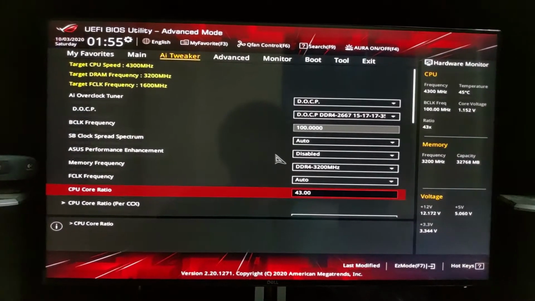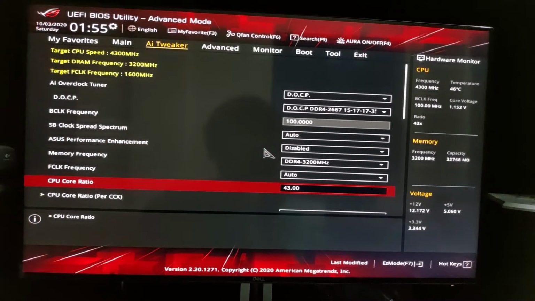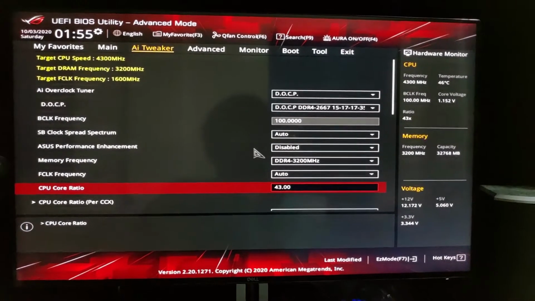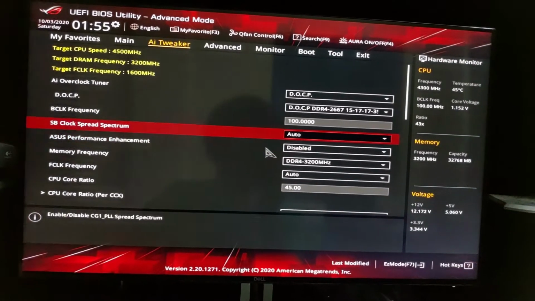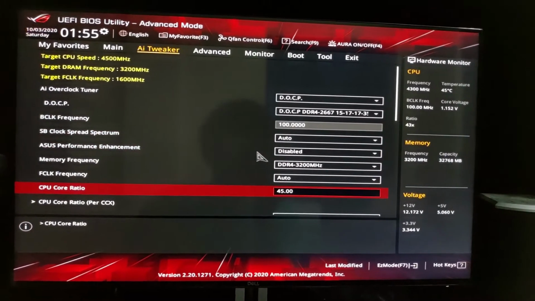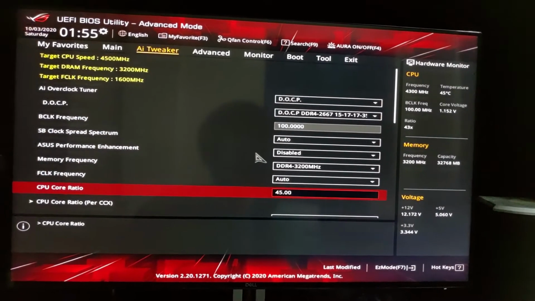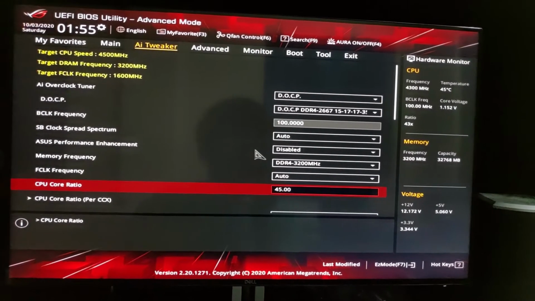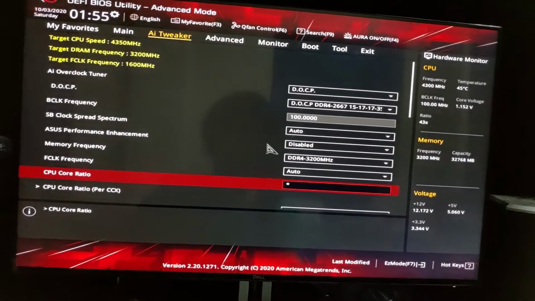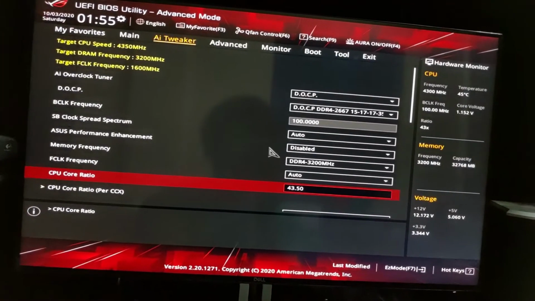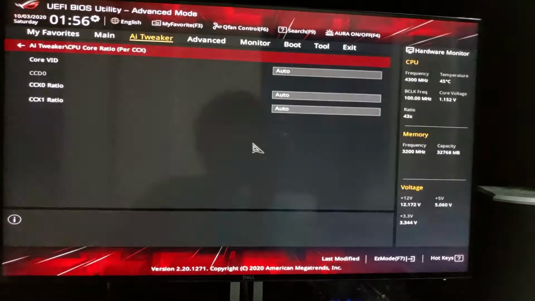And for the CPU core ratio, the same thing applies. In ASUS motherboards, these are given as the ratio. That is, suppose you are targeting a 4500 megahertz CPU clock, then you need to set up the multiplier to 45 in case you have a base clock of 100 megahertz, right? So this is how the calculation is done. If you multiply 45 into 100 megahertz, you get 4500 megahertz, which is equivalent to 4.5 gigahertz. So this is the CPU multiplier, and I will also show you some other things that are extremely useful.